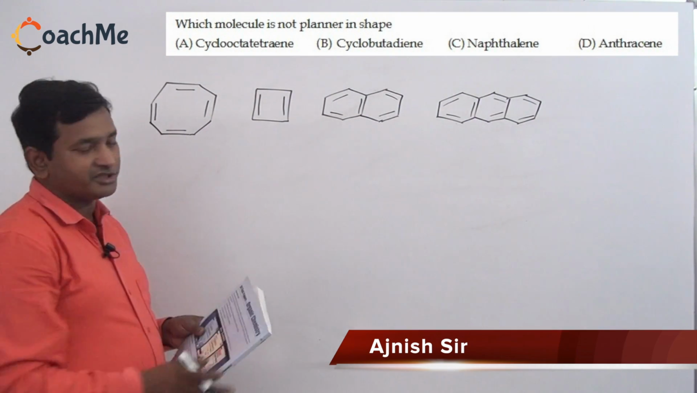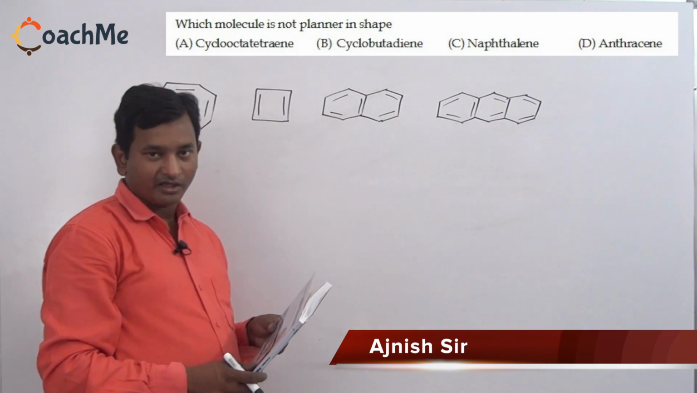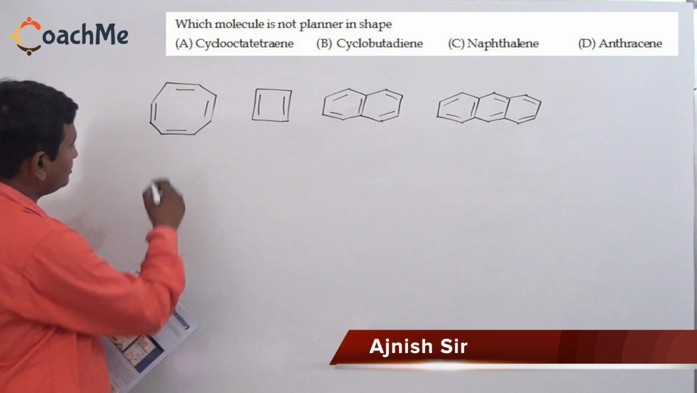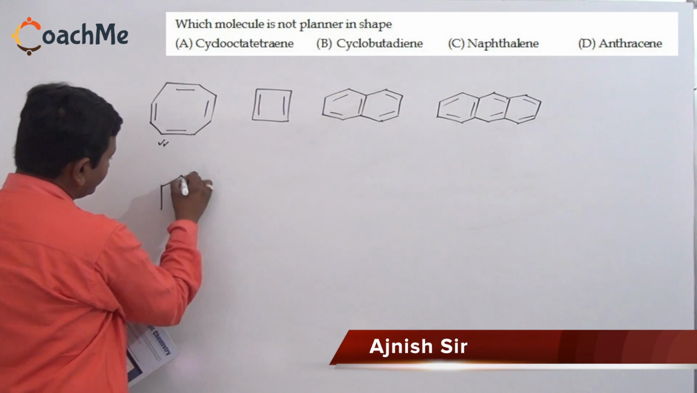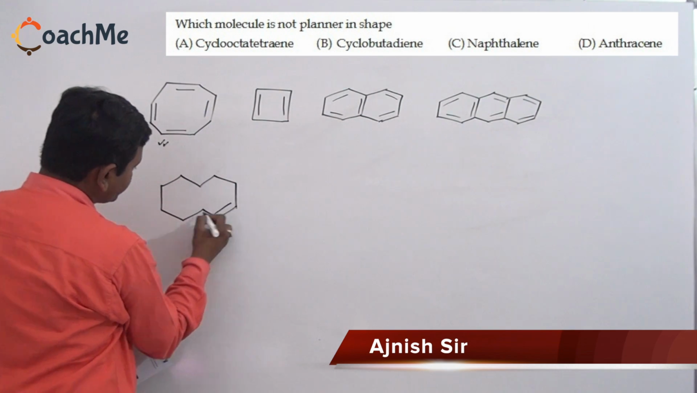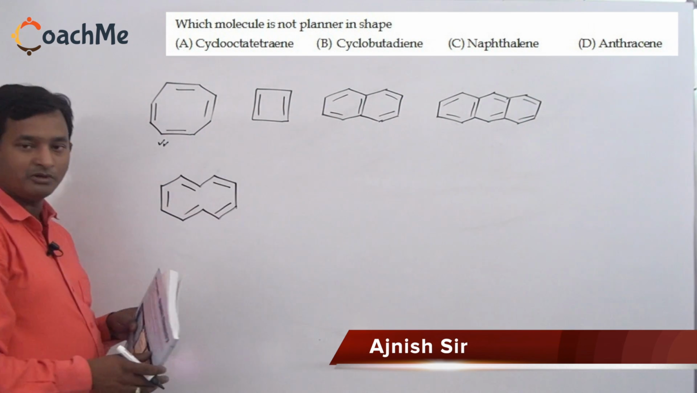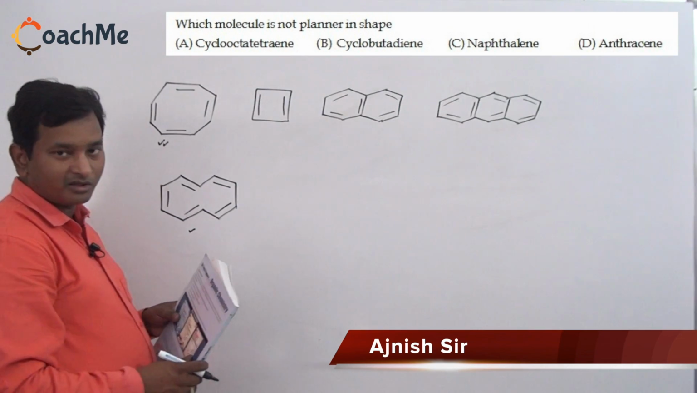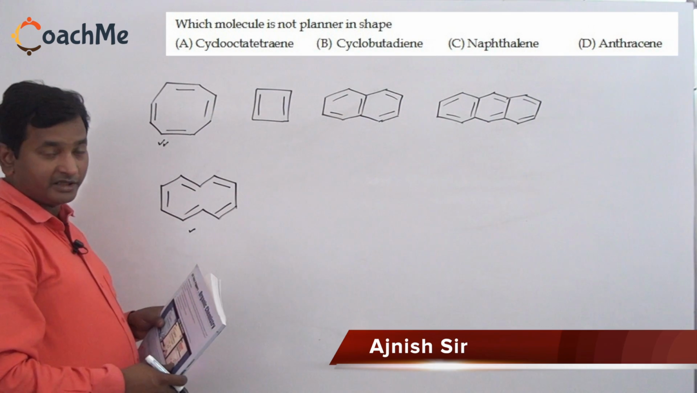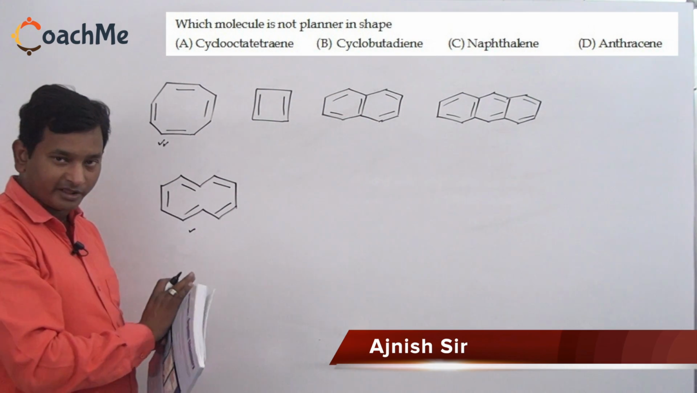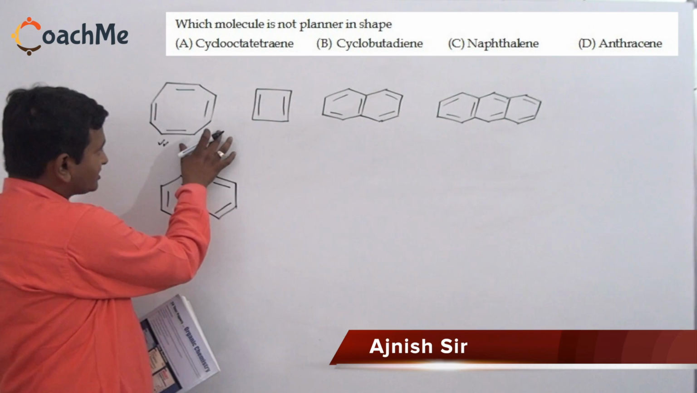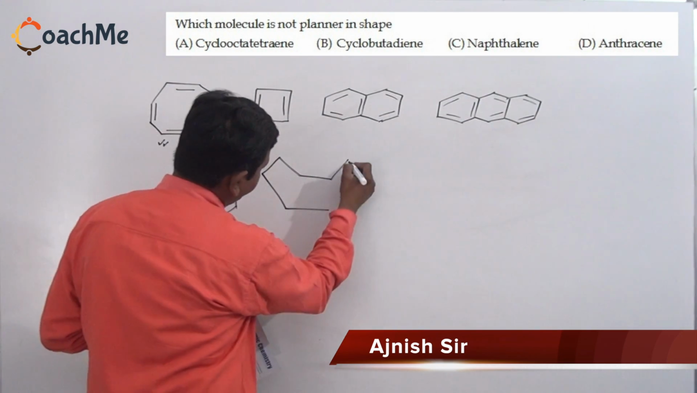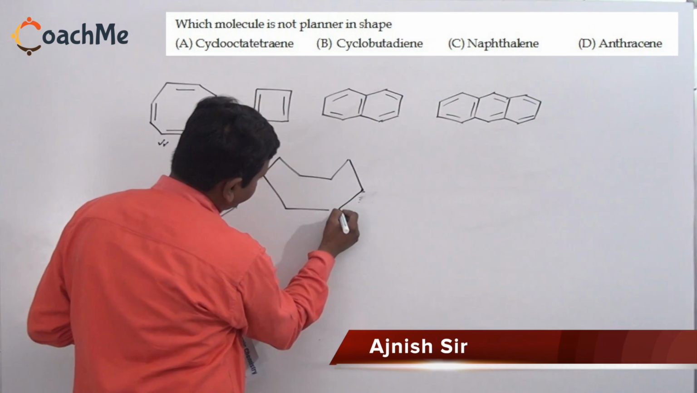So by first observation, all molecules are thought to be planar. But always be careful about these two molecules, this one and this one. By first observation, these two molecules are thought to be planar, but in reality, these two molecules are not planar in nature. The real shape of this molecule will be tub shaped.